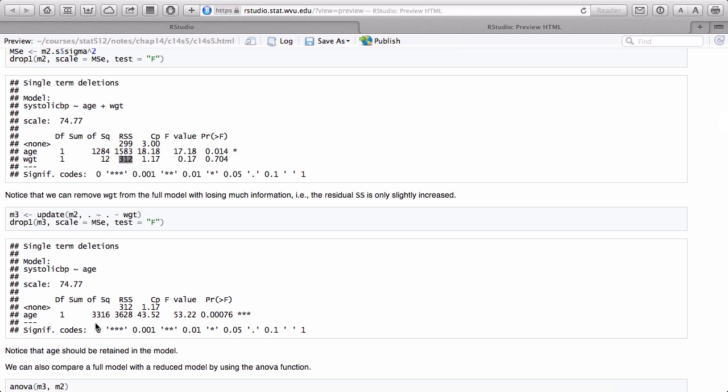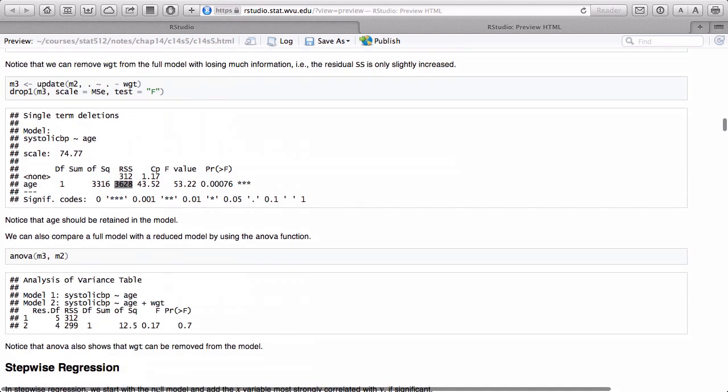Then this says, what happens if I try to drop out age? If I drop out age, I have nothing in the model but the intercept. But I don't want to do that, do I? Because the sum of squares for age is 3316, and it would increase the residual sum of squares up to 3628. So again, this plus this will give you that. So that residual sum of squares with only the intercept is huge. The Cp skyrockets. That's not good. But see the F value, and this is the F value of fitting age with nothing else in the model except the intercept, is highly significant with a p-value of 0.00076.